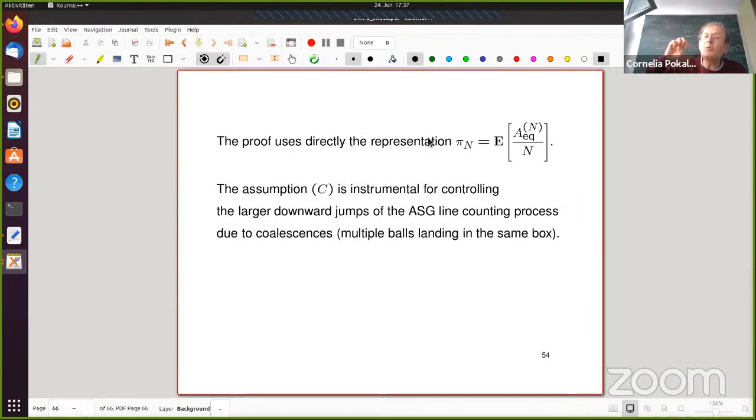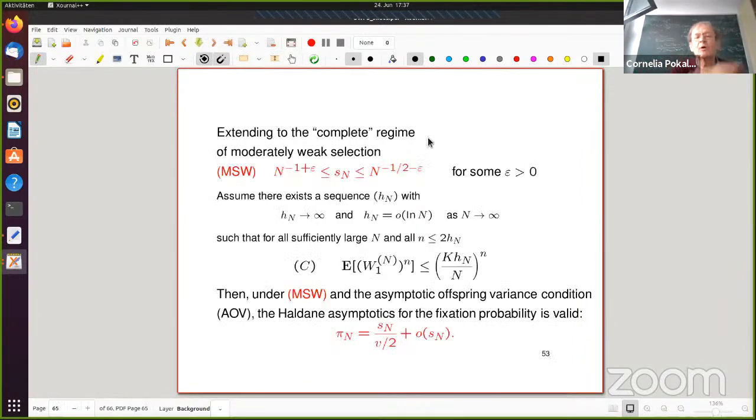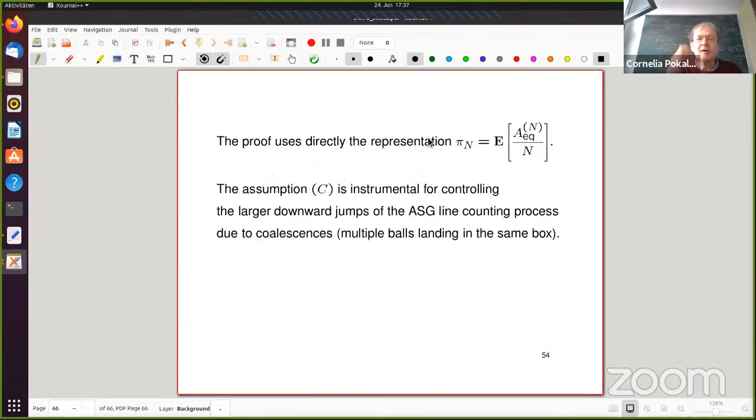And now we need to control this integer valued Markov chain, right? And we want to know what it does in equilibrium. And this assumption C, this growth of moments, is instrumental for controlling the larger downward jumps. There are nice results in the literature on refined versions of the birthday problem analysis. And we could make use of such things to control the downward jumps of this line counting process. So to control that not too many multiple balls land in the same box, although the boxes are random and so on.